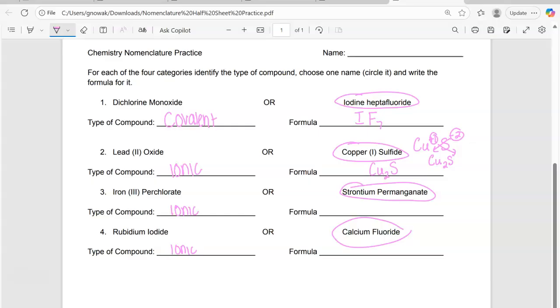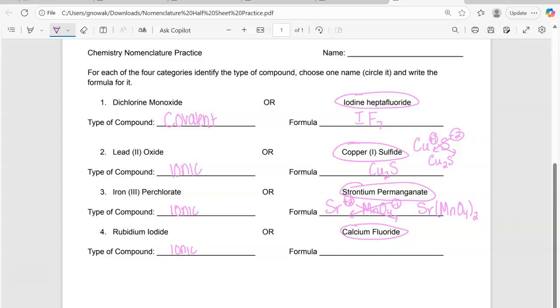Strontium permanganate. Strontium has atomic number 38. That's in my alkaline earth metals. It has a charge of +2. Permanganate, it ends in ate, so I know it's on the back of my periodic table. It has a charge of -1. I go ahead, I crisscross. Okay, so my strontium ends up subscript 1. I don't need it there. Permanganate ends up with subscript 2. So since that subscript's not 1, I do need to put my parentheses around it.